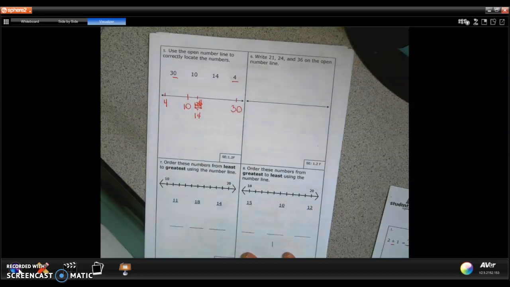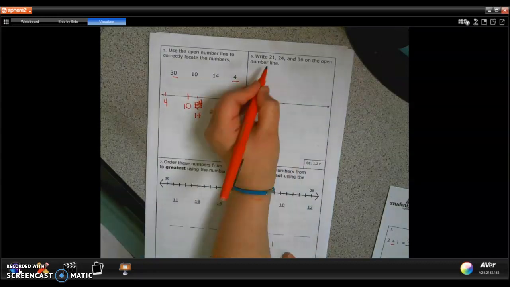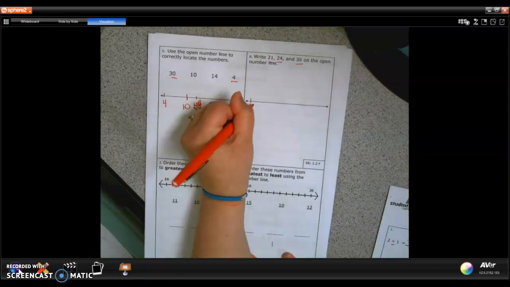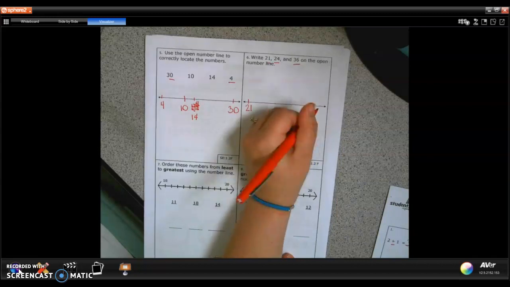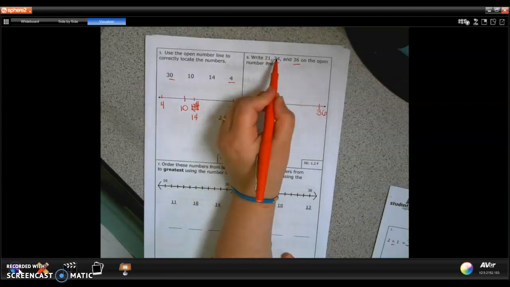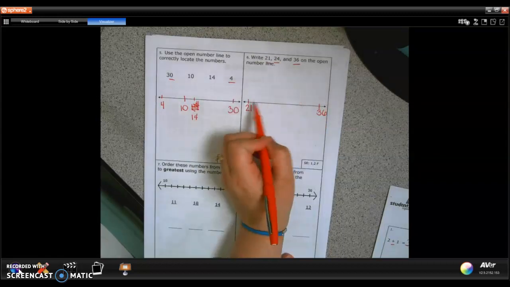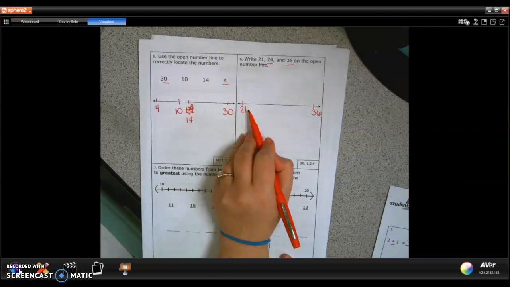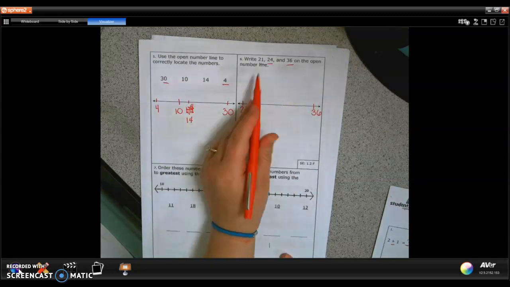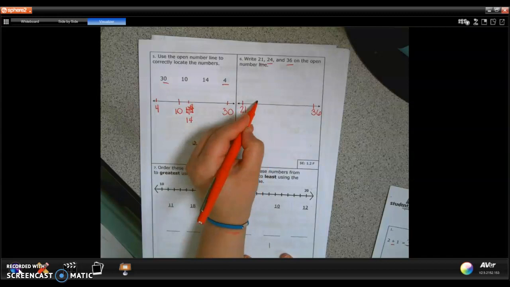Write 21, 24, and 36 on the open number line. So I'm going to look at my numbers. The first thing I'm going to see is 21 is my least number. My greatest number is 36 because it has 3 groups of 10. And then I'm going to look at my next number, 24, and I'm going to think, where is 24 closer to? Is it closer to 21, or is it closer to 36? I think it's going to be closer to 21 because both of them have 2 groups of 10, so I'm going to put it closer to 21.